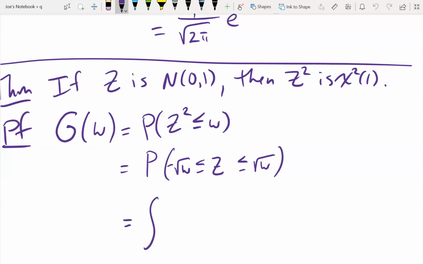Now z again is a standard normal distribution, so we can actually write this in terms of an integral. Why can we write this in terms of an integral? Z is a normal distribution, so it's a continuous distribution, so that's exactly how we do probabilities. Right? I agree. You agree?